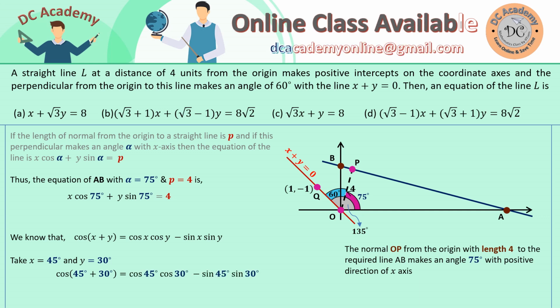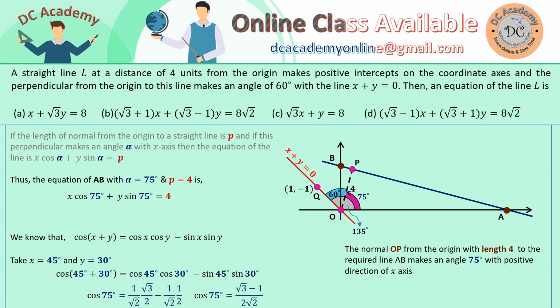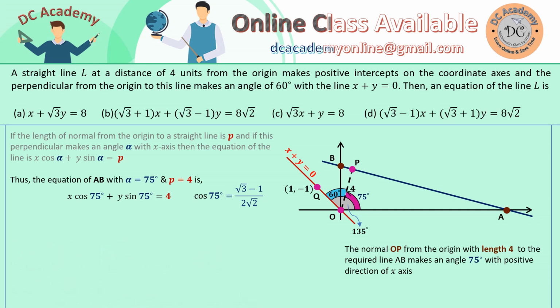Now we know the values of cos 45, cos 30, sin 45, sin 30. So let's put in the appropriate values. After putting all those values in place and doing a little bit of basic arithmetic calculation, we obtain cos 75 is (root 3 minus 1) divided by 2 root 2, and that's it. Let's retain that cos 75 degree value, and now our next job is to calculate sin 75. So let's go ahead and calculate that.